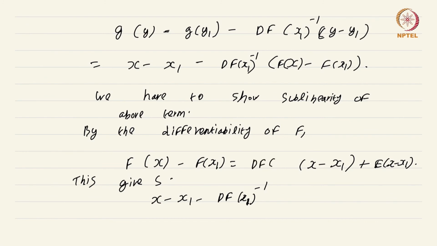This is just x1, not x1 inverse. Okay, so this gives x minus x1 minus dfx1 inverse of acting on y minus y1 is equal to minus dfx1 inverse acting on the error term x minus x1.